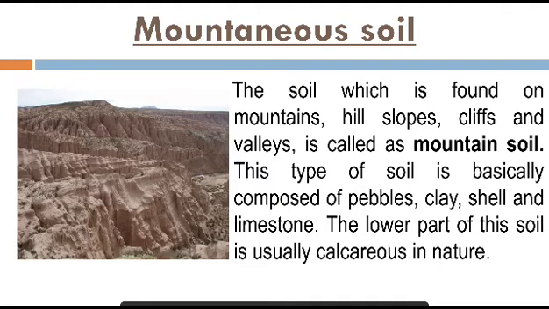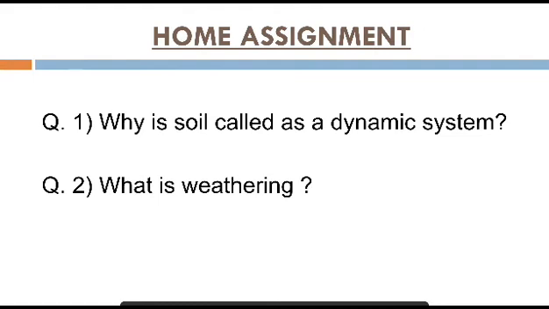So students, these are the different types of soil. Now it is time to give you the home assignment. Today in your home assignment you have to write the answers of these following two questions. The first question is, why is soil called a dynamic system? And the second question is, what do you mean by weathering? That is, what is weathering? So children, you have to write down this answer. Please read the topic from your book.